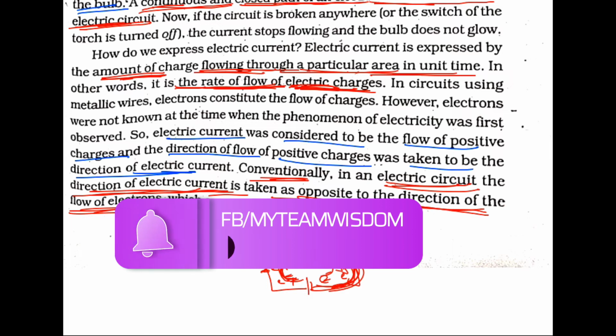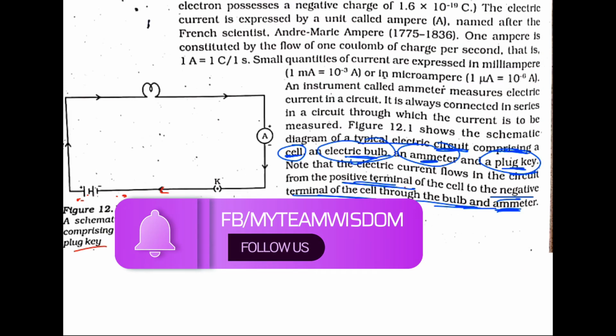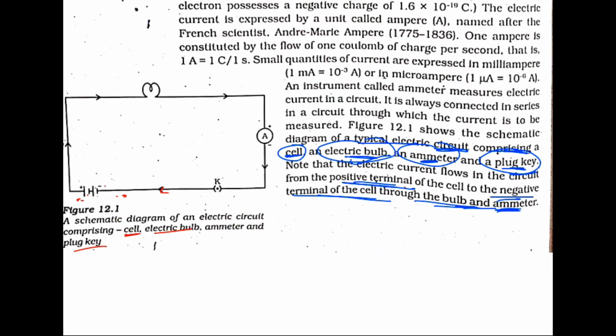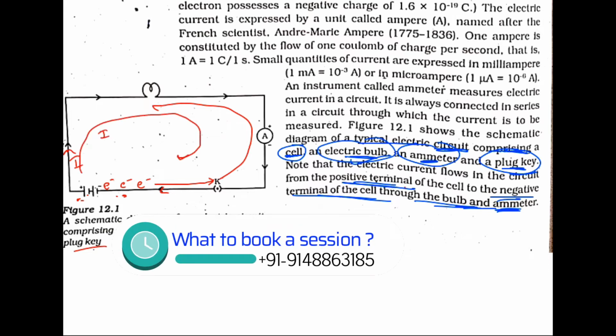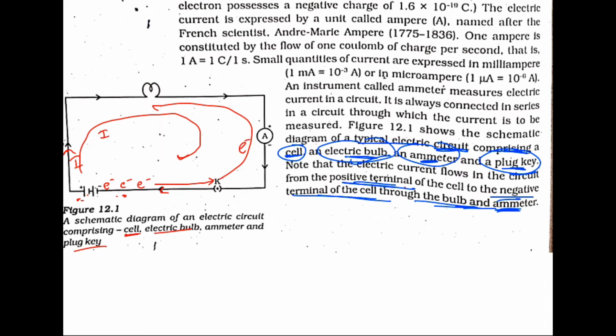Here electrons will flow from the negative terminal to the positive terminal, in this direction, and the current direction is like this. Current direction is from positive terminal to negative terminal. Electron direction is from negative terminal to positive terminal. Here the current direction is opposite to the direction of electron flow.